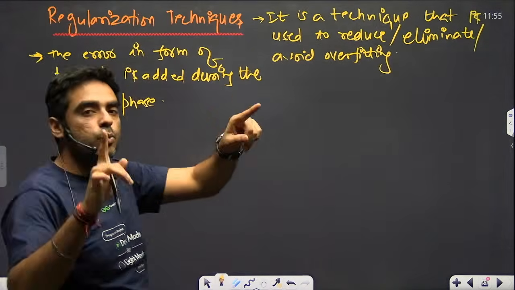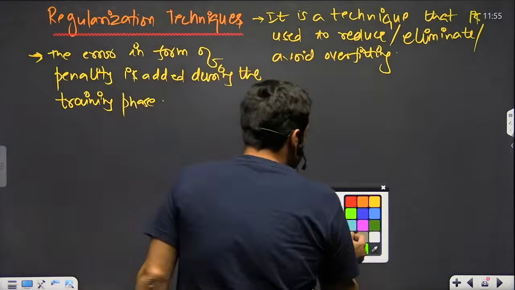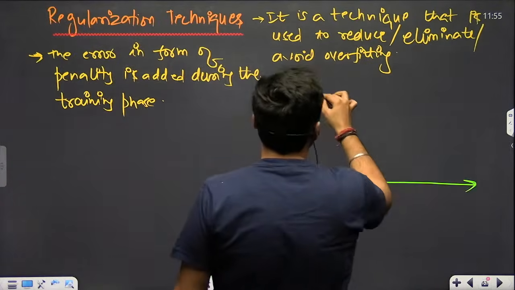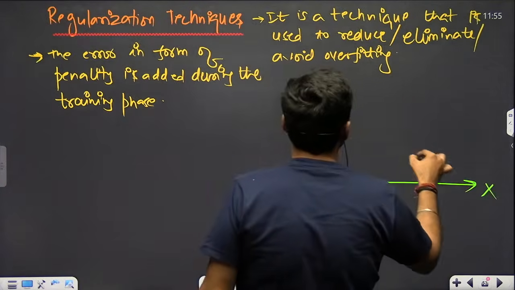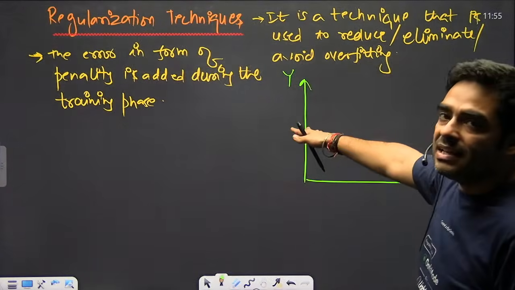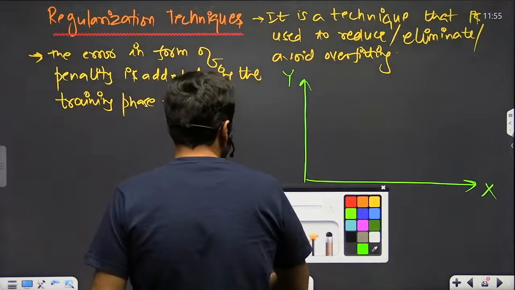Now I will give you a very good example. You will get it very simply, very clear. For example, this is a graph where this is the independent variable and this is the dependent variable. Suppose this is a graph where I have independent variable x and dependent variable y.